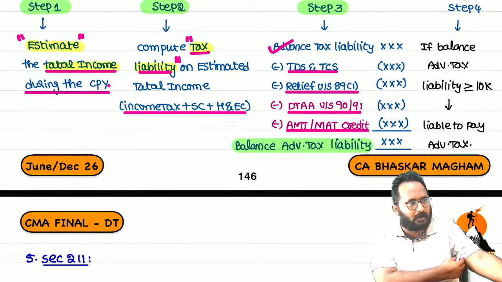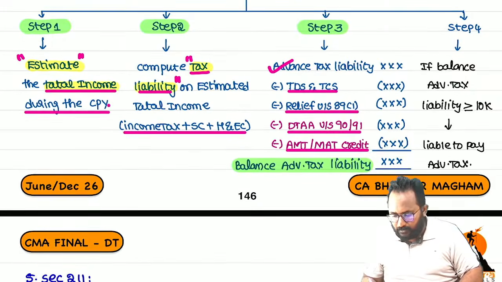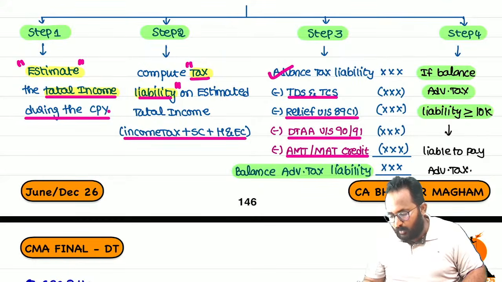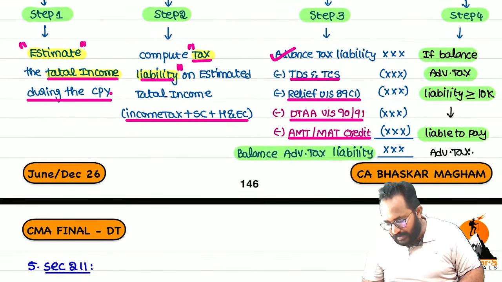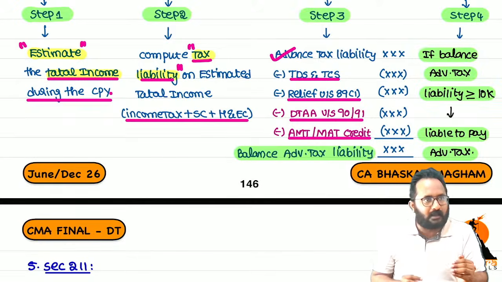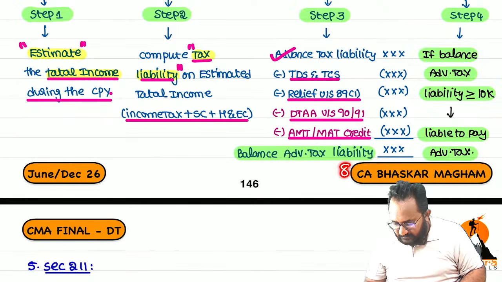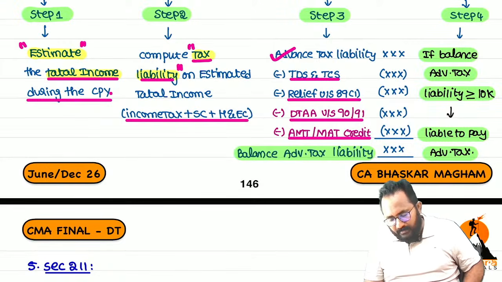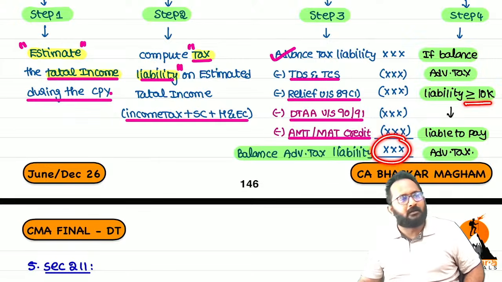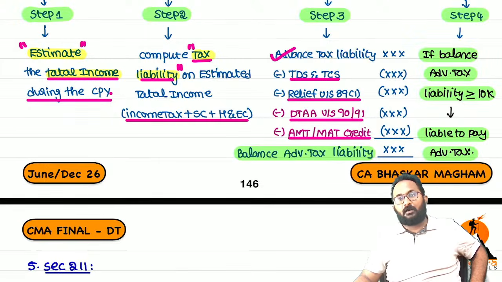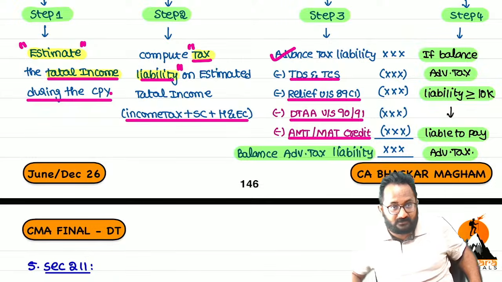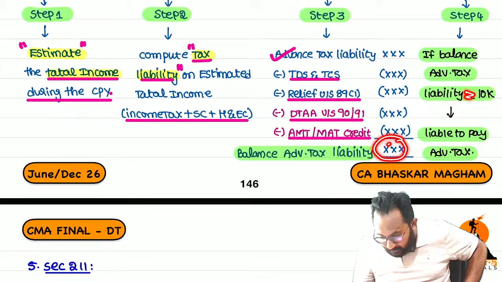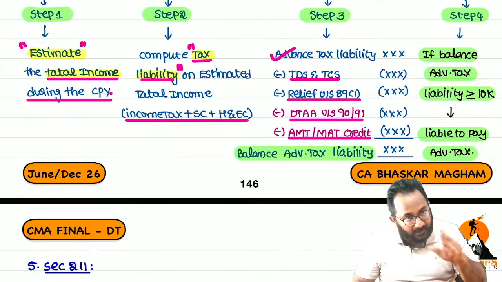Okay, finally what you got? Balance advance tax liability. Please take step 4. If the balance advance tax liability is more than or equal to 10,000, then only you have to pay advance tax. Sir, you got 8,000 here. Do I need to pay advance tax? No. We got 8,000, which is less than 10,000. Now I am not required to pay any advance tax. Whoever got this amount more than or equal to 10,000, remember, equal to 10,000 also you have to pay advance tax.